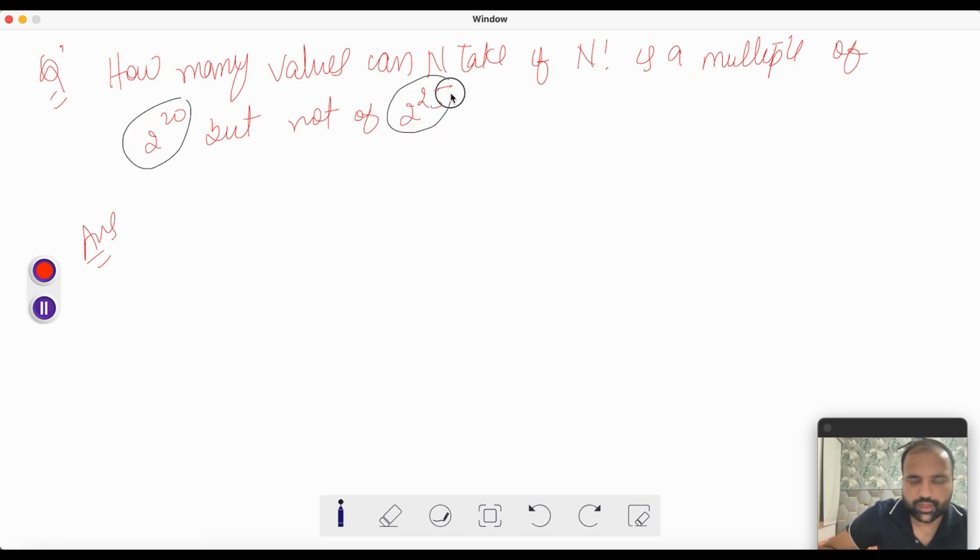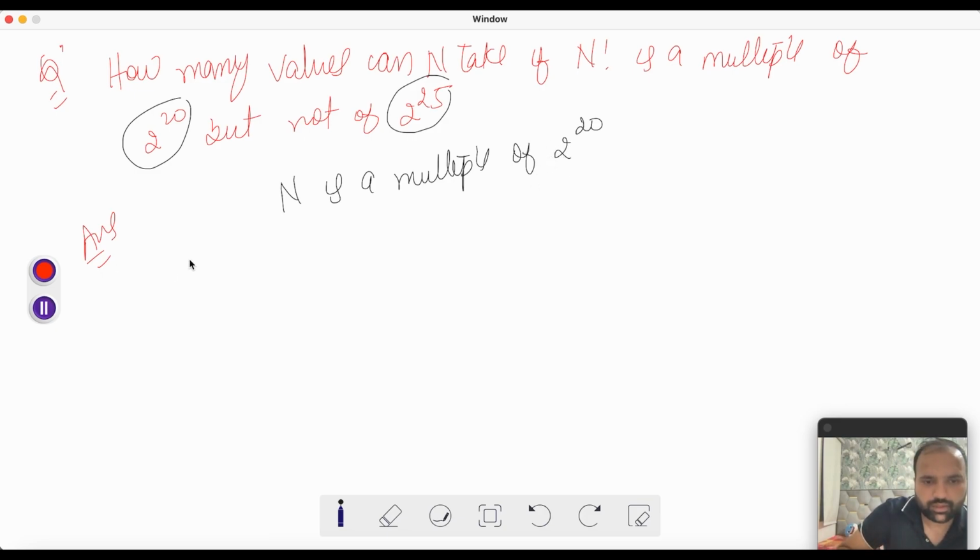Now what do we need to find? We need to find how many values n can take if n factorial is a multiple of 2 to the power 20, but it's not a multiple of 2 to the power 25. Don't complicate over here. We'll make it very, very simple. So let's say we have been given that n factorial is a multiple of 2 to the power 20. So we'll try to find how many 2s appear.